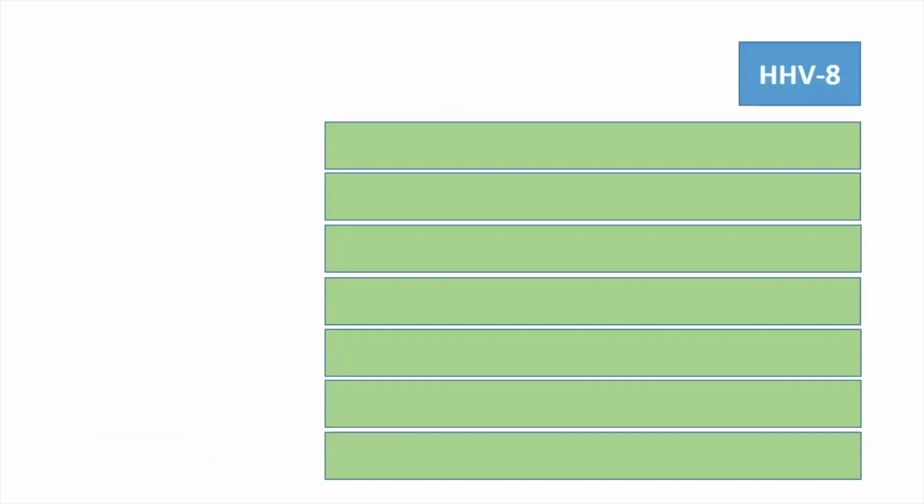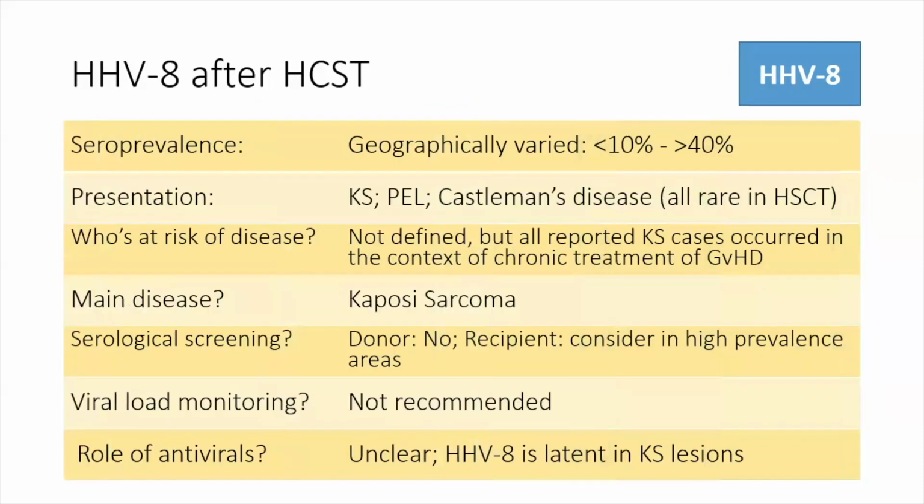The last herpes virus is 8, which is the Kaposi sarcoma virus, and there's nothing much to say about this in this context because the disease in post-transplant is so rare. Maybe Kaposi, but that happens really rarely, and we do not recommend any serological screening or viral load monitoring or any role for antivirals that we know of. Maybe in endemic areas where HHV8 seroprevalence is high, people may decide to monitor patients who have antibodies and just pay more attention to that.